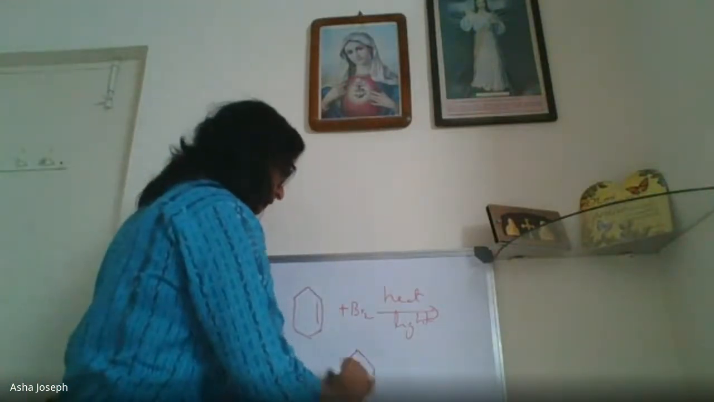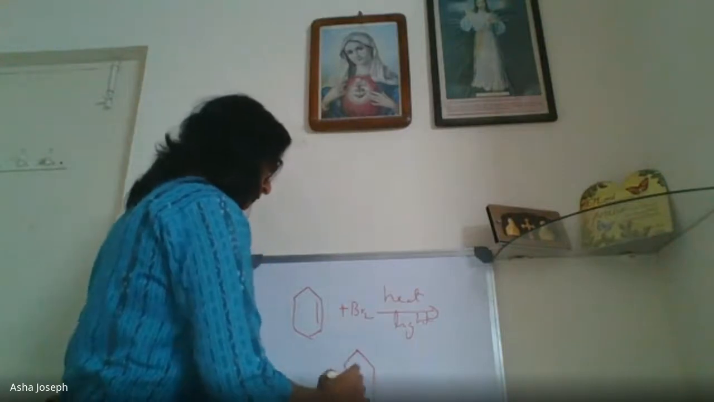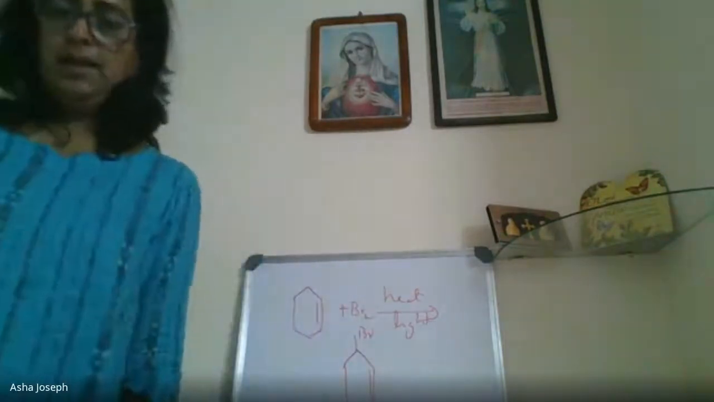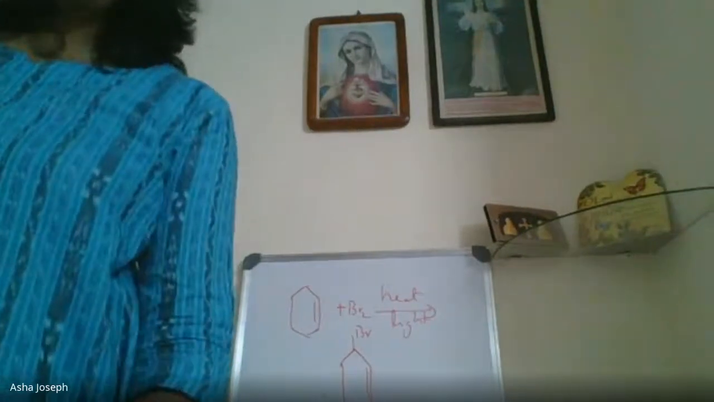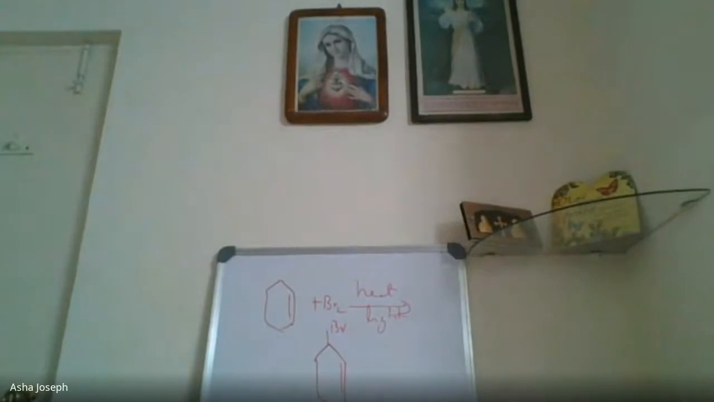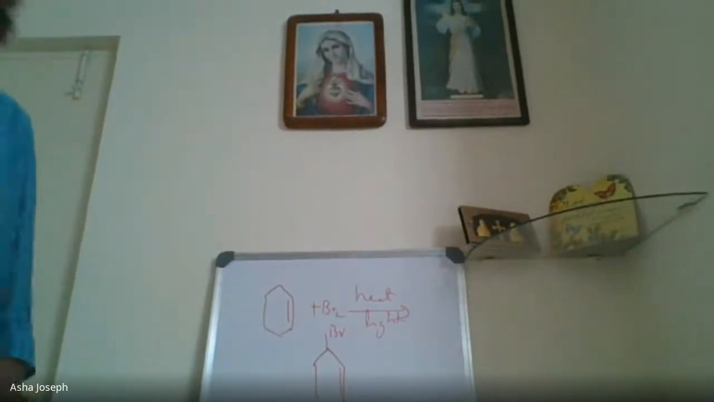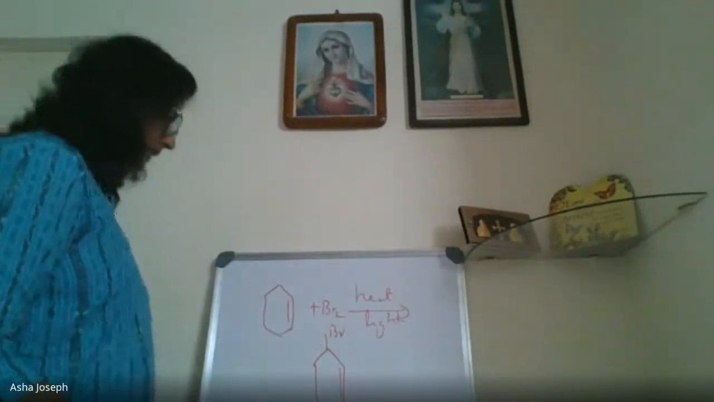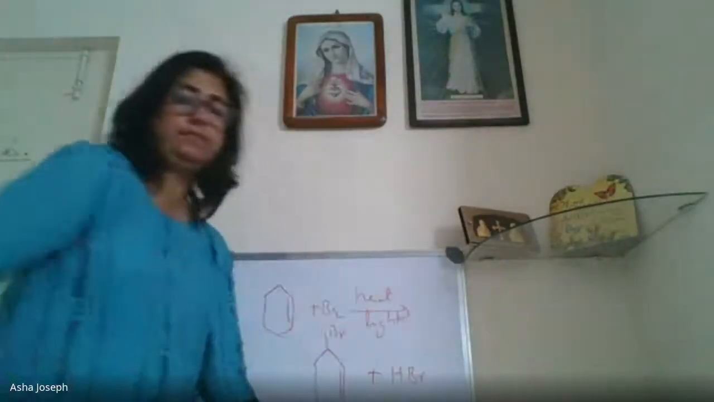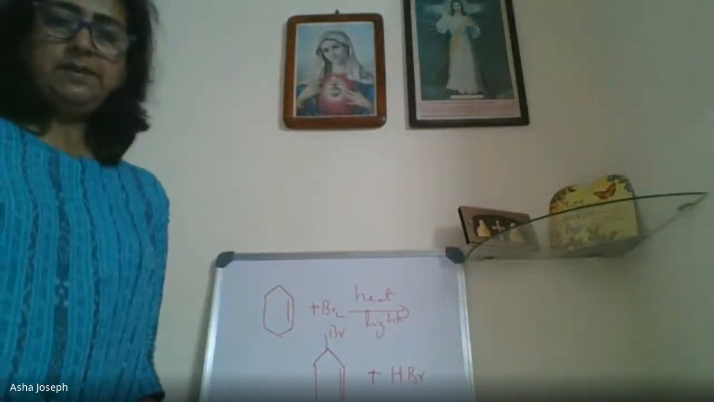So this is the product. Allylic bromination. You write it down there. Allylic bromination will take place. Okay. This is the product. Hydrogen will be released, right? Yes, that is HBr. The byproduct will be HBr.